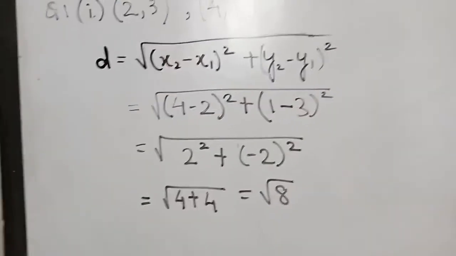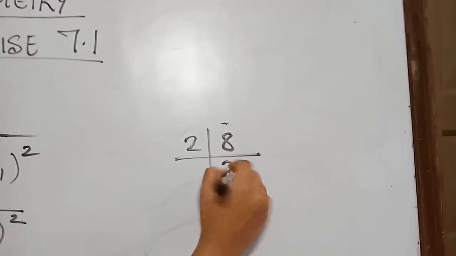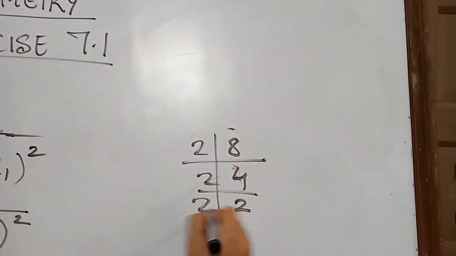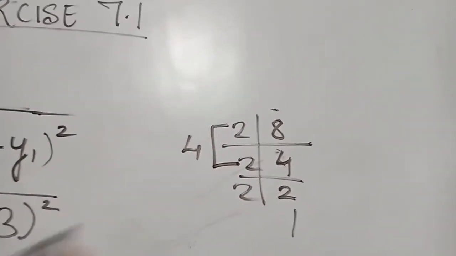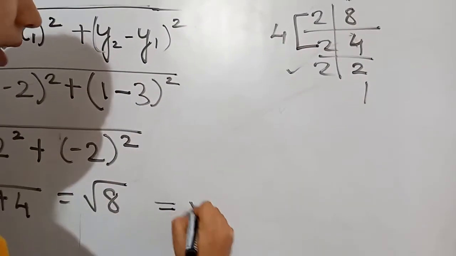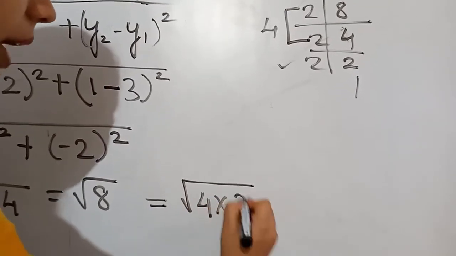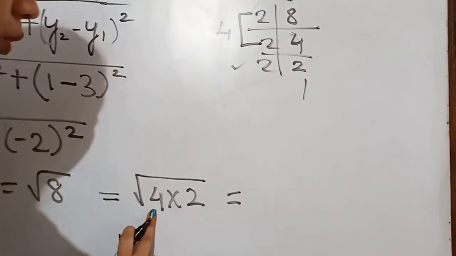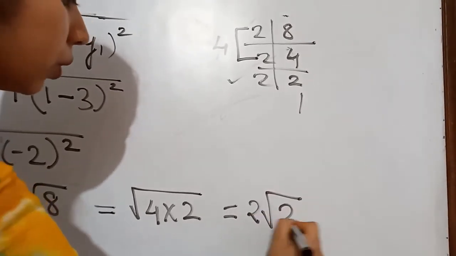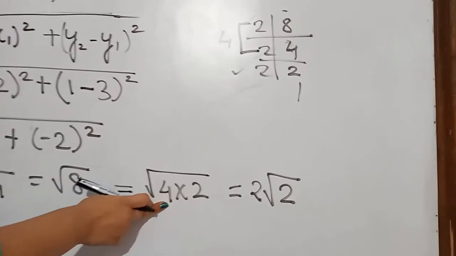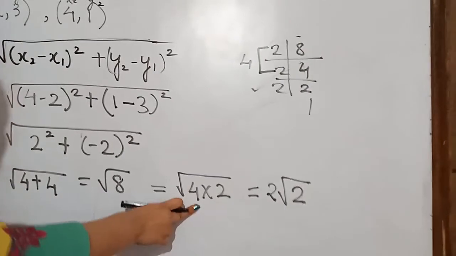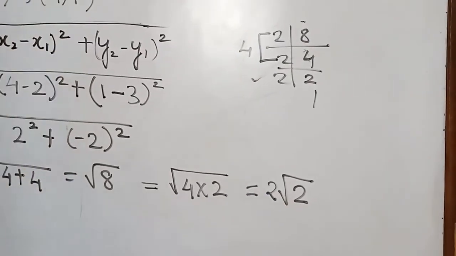Now this root 8 we are going to simplify. Let us take out the LCM first. 2 4s are 8, 2 2s are 4, 2 1s are 2. Now 2 2s are 4, we can take it out of the root, and we are left with a single 2. So we can write this as whole under root of 4 multiplied by 2, which is equal to root of 4 is what? 2, root 2. Because over here we do not have any perfect square root for the number 2, but we do have a perfect square root for number 4. So this will be 2 root 2.